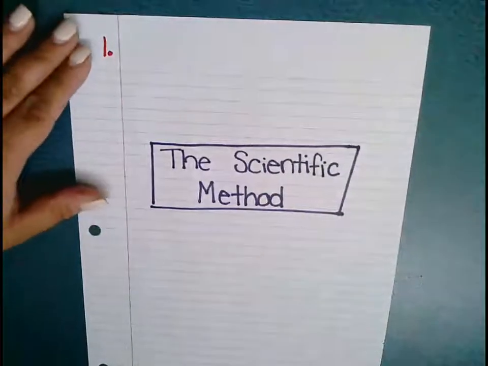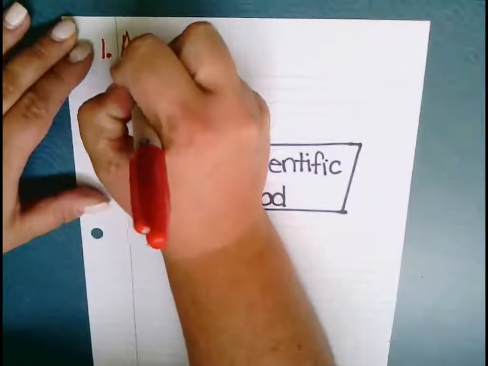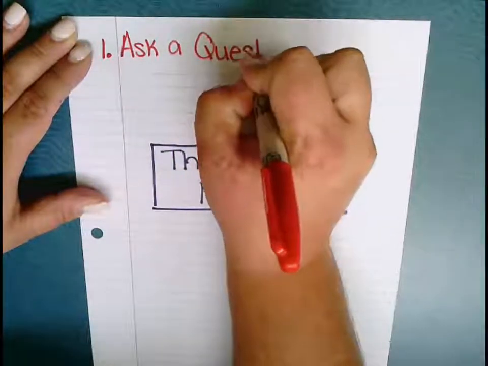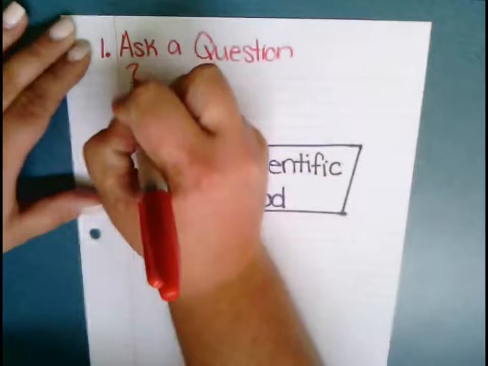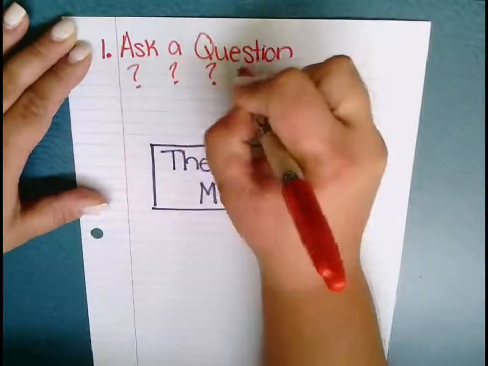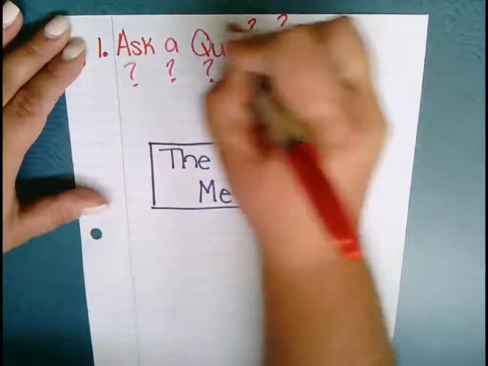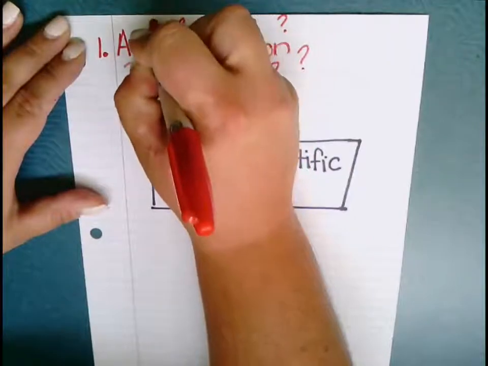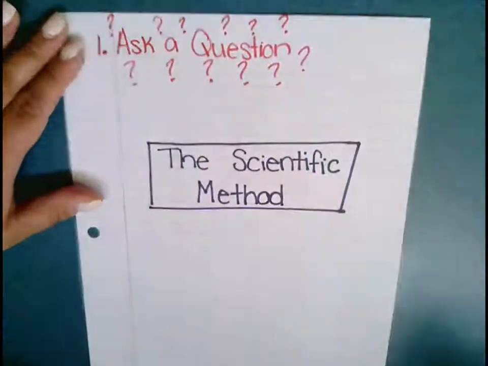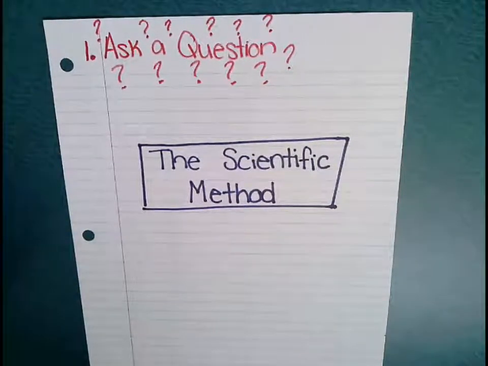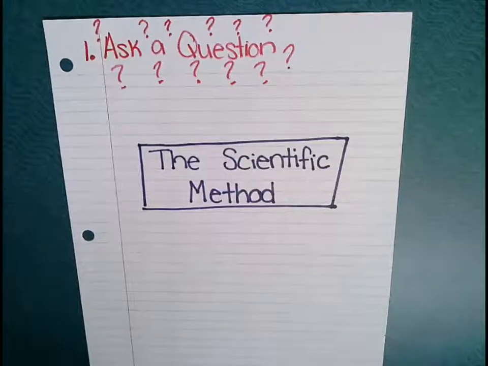So because of that, the first step of the scientific method, we're going to write a number 1. And the first step of the scientific method is to ask a question. And I'm going to just put little question marks all the way around here. So I know that the first step of the scientific method is to ask a question. So I might say, what will happen if I have 2 plants growing and I water one, but I do not water the other? That would be a question that I would ask.